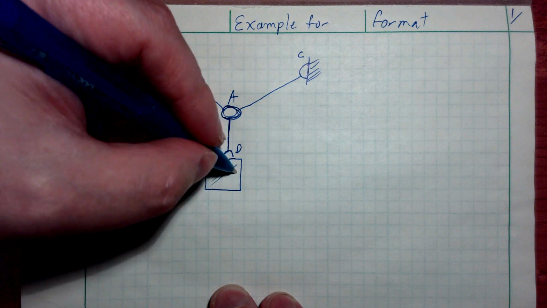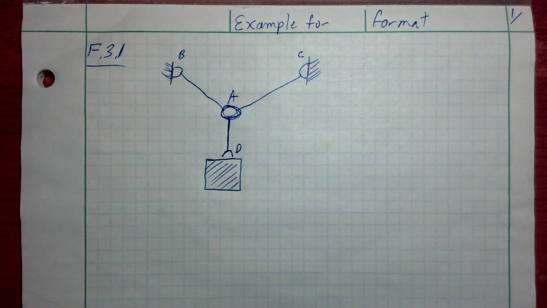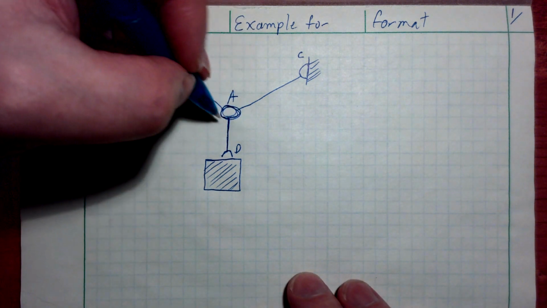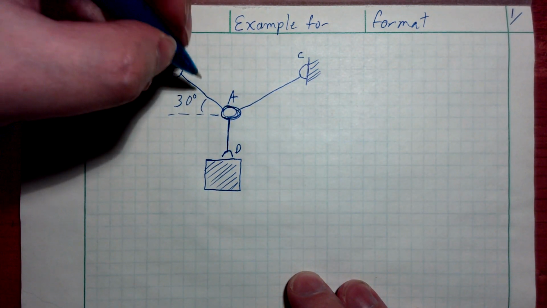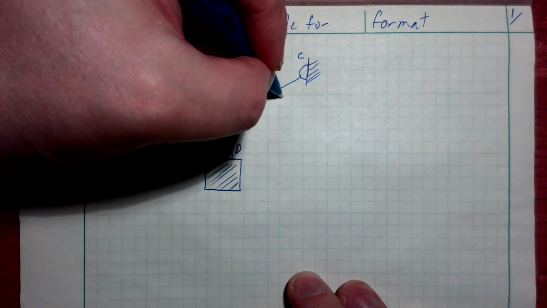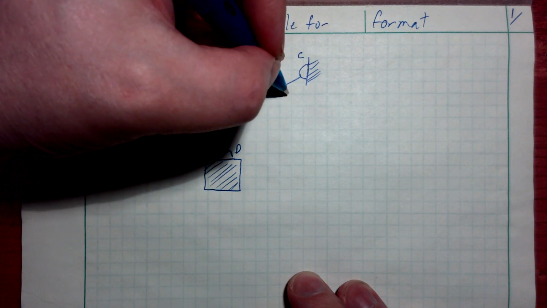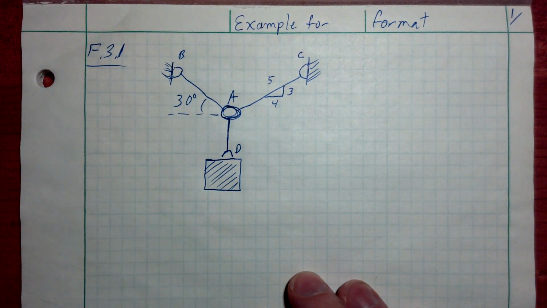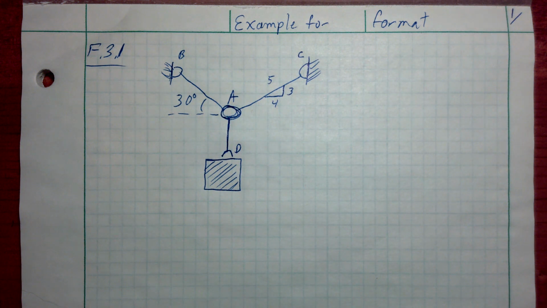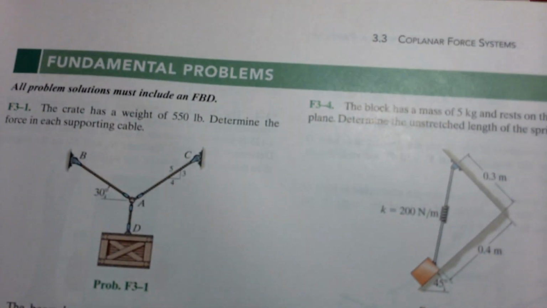Now this is chapter 3. If you're watching this early, it's okay if you don't know all the theory behind this yet. I just want you to see how I set a problem up and how it looks. So you want to put all your information from the text on your diagram. This is a 30-degree angle here. This cable is defined by a 3, 4, 5 triangle. Again, we'll get through all the theory of what that means as we get further along, but I want you to see how to set up a problem. That's our goal here.